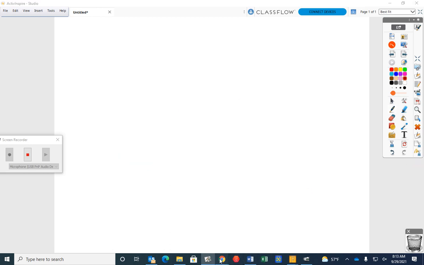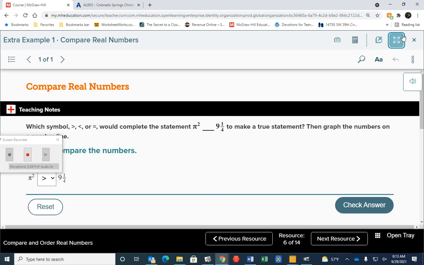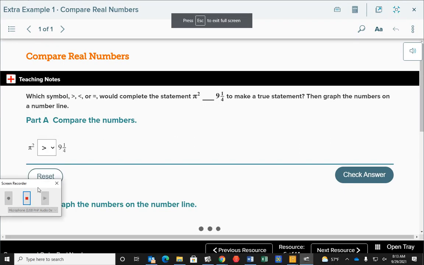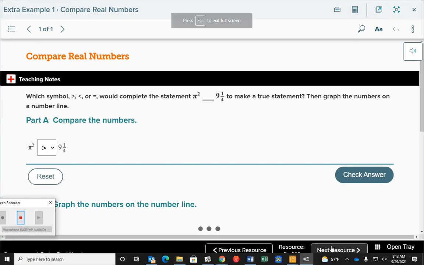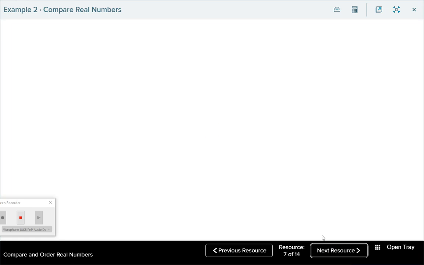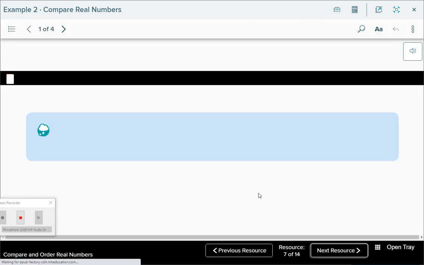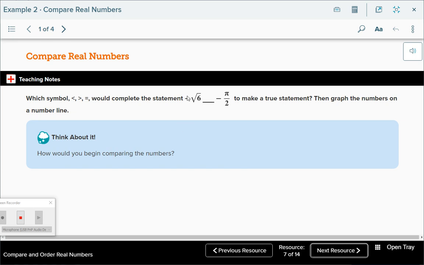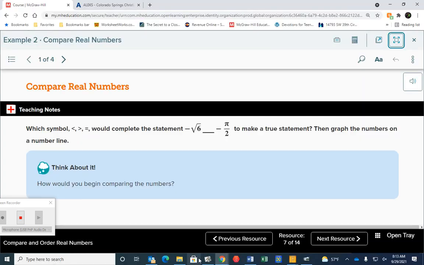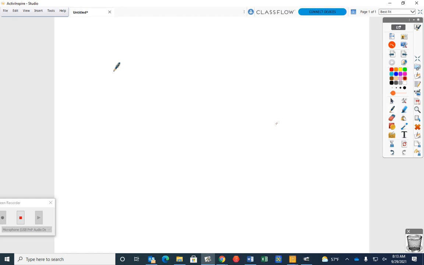Let's look at what's next on this. So on this one, let's compare these. I've got the negative square root of 6 and negative pi over 2. Remember that because I can't copy it. Write that down real quick. Negative square root of 6 and negative pi divided by 2. All right, tell me what that was again. Negative square root of 6 and what?